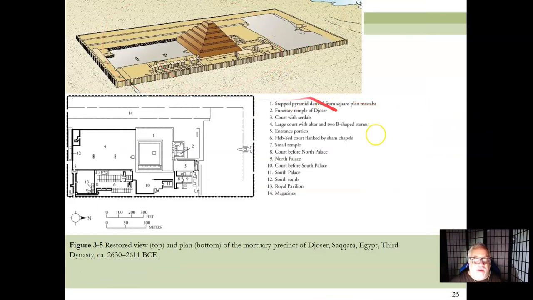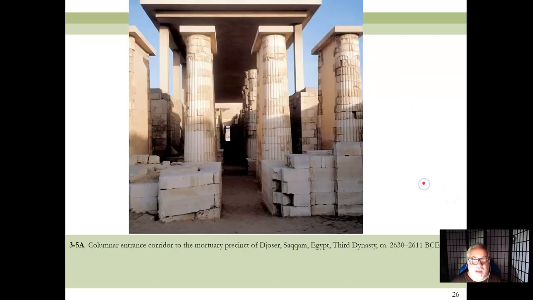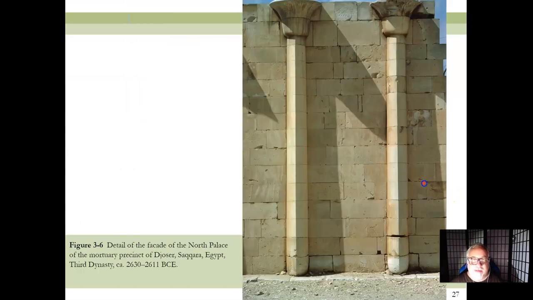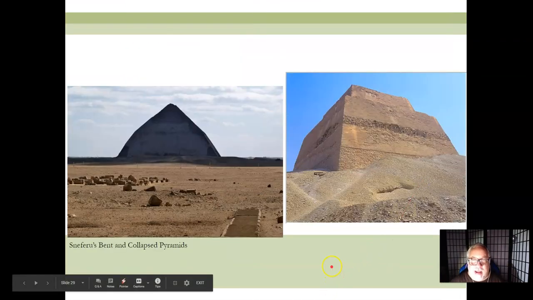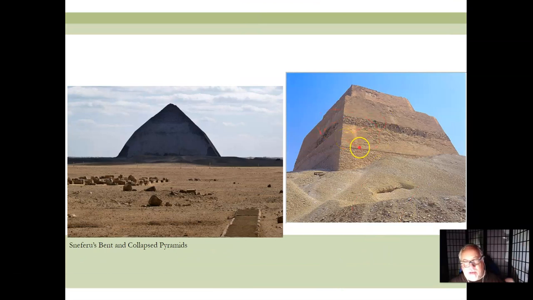Here's the whole complex, so you can get an idea. All of that was for the king. It's what he was going to do after he was dead. Different parts of it. I just wanted you to see what happened. So the next bunch of pyramids are step pyramids, but then you have the next evolution. This particular king doesn't want a step pyramid. Sneferu is the name of the king, and he wants a real pyramid. So they start to build him a real pyramid.